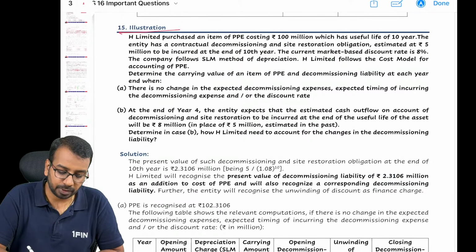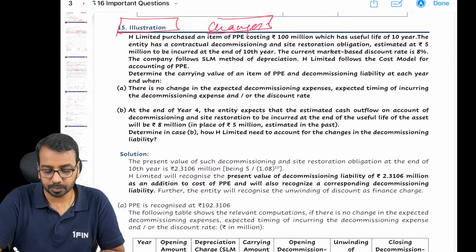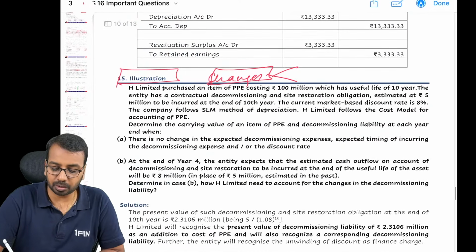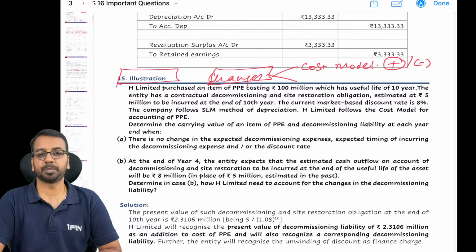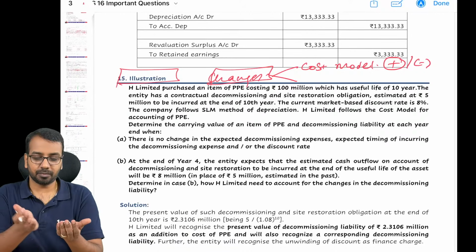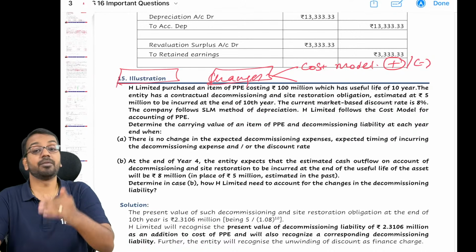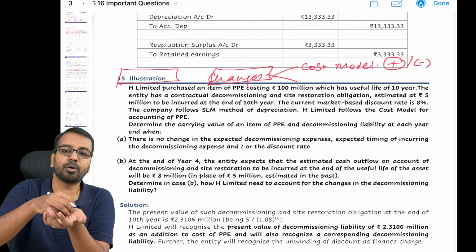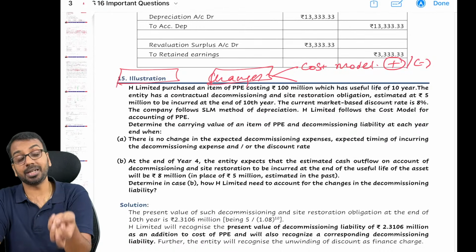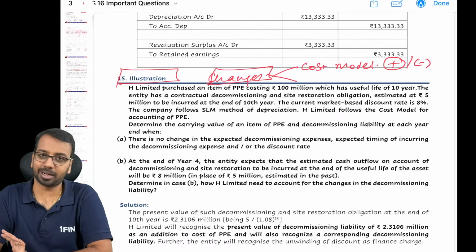Then whenever there are changes to decommissioning cost, what do we do? If you are following the cost model, then you will add to or reduce the cost of PPE. If the liability increases, we will credit the liability and debit the PPE. If the liability reduces, we will debit the liability and reduce the PPE. Please note, the PPE amount cannot be negative. So if the liability reduction is more than the PPE amount, the balance amount will be taken to the income statement.